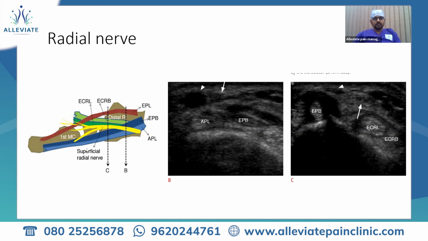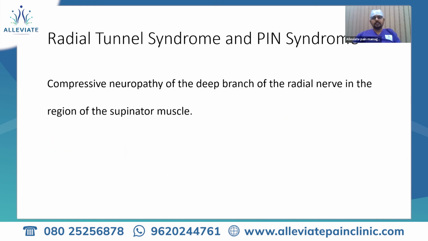Okay, so this is the crossover I was talking about. From the anatomical landmarks over here, from the first compartment, very superficially, it is crossing over to the second extensor compartment. So radial tunnel syndrome and PIN syndrome are compressive neuropathies of the deep branch of the radial nerve at the region of the supinator muscle.